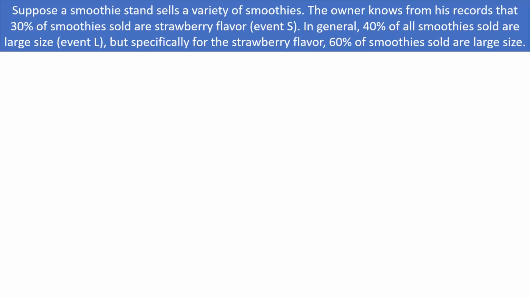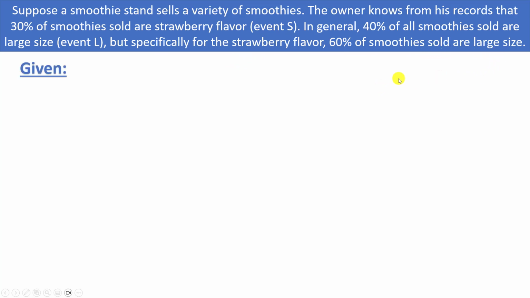Suppose a smoothie stand sells a variety of smoothies. The owner knows from his records that 30% of smoothies sold are the strawberry flavor, event S. In general, 40% of all smoothies sold are the large size, event L. But specifically for the strawberry flavor, 60% of smoothies sold are the large size.